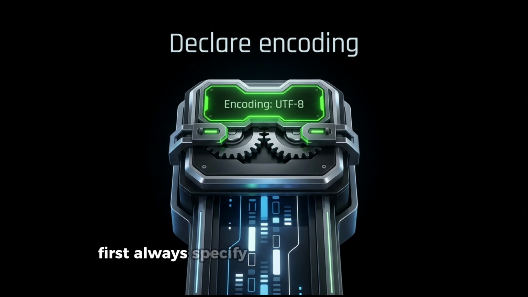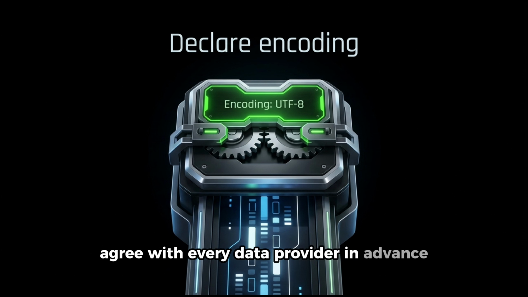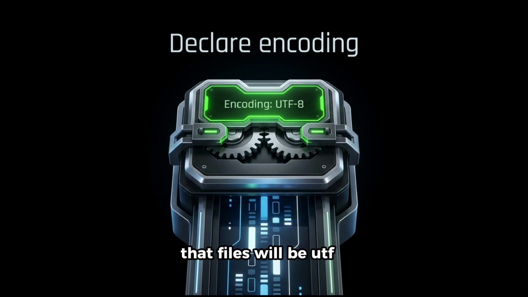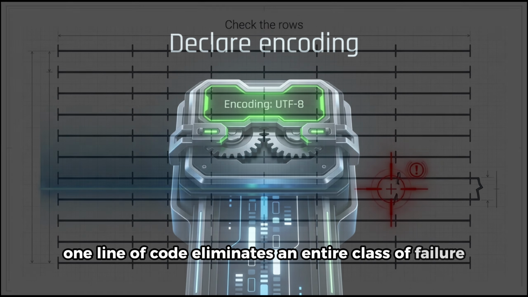First, always specify the encoding explicitly. Never let the parser guess. Agree with every data provider in advance that files will be UTF-8. For legacy systems that cannot produce UTF-8, detect the encoding before reading and declare it in every read call. One line of code eliminates an entire class of failure.